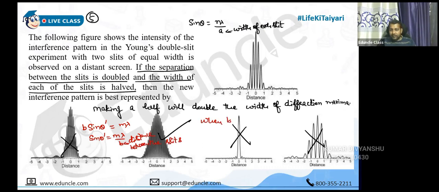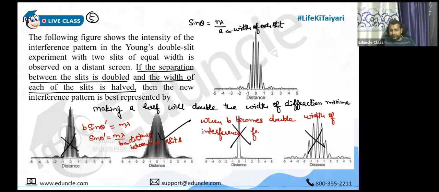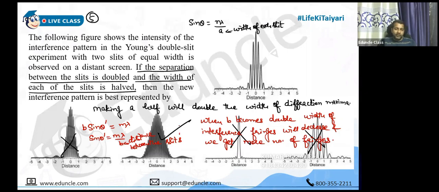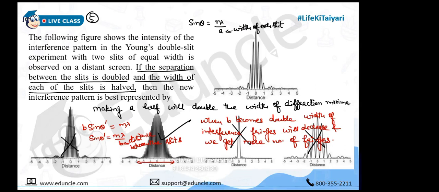When B becomes double, the width of interference fringes will decrease, and we get more number of fringes. Is it clear? So it confirms both the things. Width is getting doubled, -2 to 2, and more fringes. See, clear? Yes, sir.